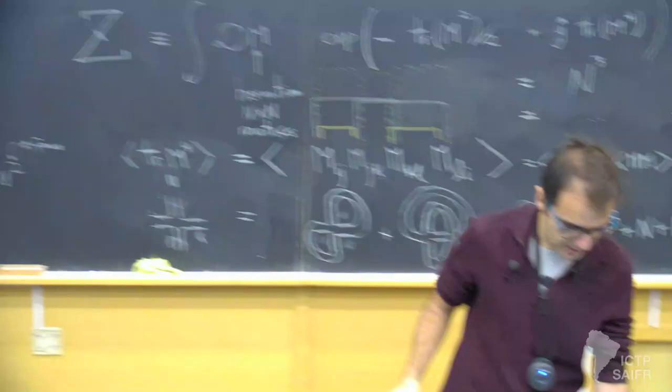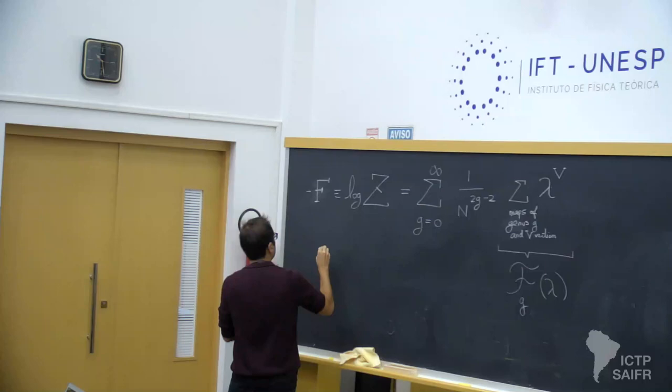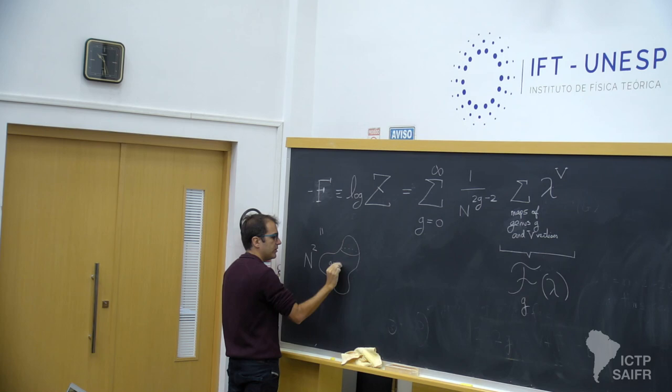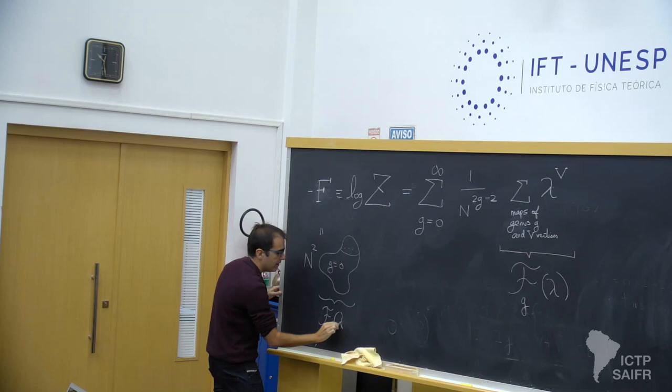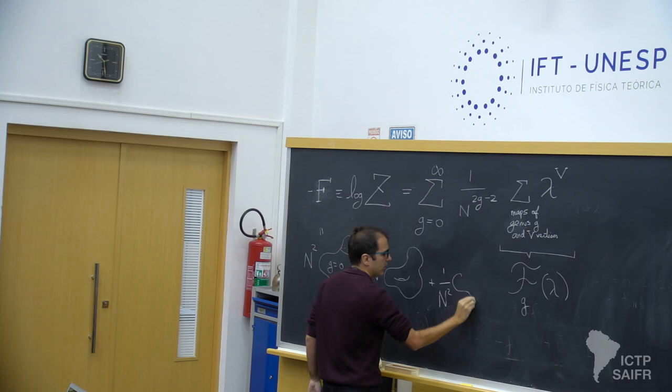Yeah. And so what do we have? We have that this, more explicit, or in pictures if you want, it's equal to n squared times the sum over all maps of genus 0, right? All maps of genus 0, and by this cartoon, I mean this function f0 of lambda, plus n to the 0 times all possible maps of genus 1 plus 1 over n squared times all possible maps of genus 2, right? This would be F2, plus dot, dot, dot.